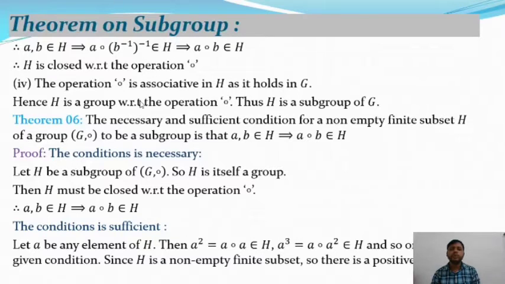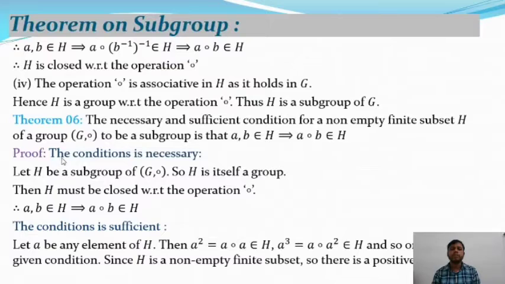Now we move on to the sixth theorem on the subgroup. The necessary and sufficient condition for a non-empty finite subset H of a group G composition to be a subgroup is that A, B belongs to H implies A composition B belongs to H. This is the theorem.